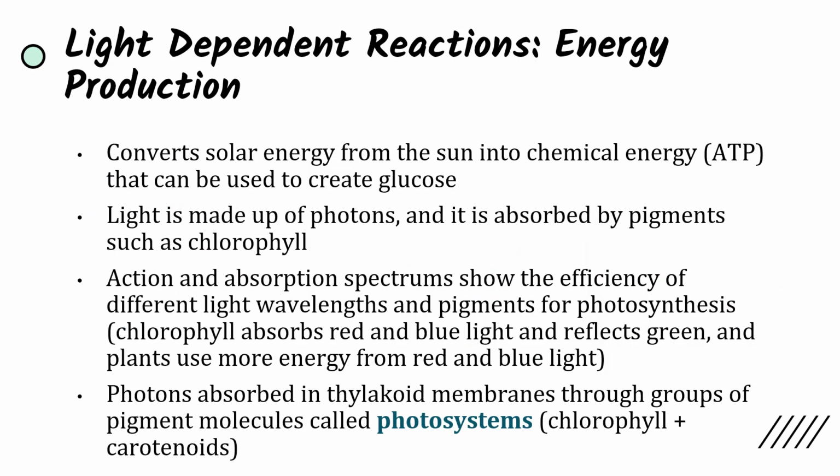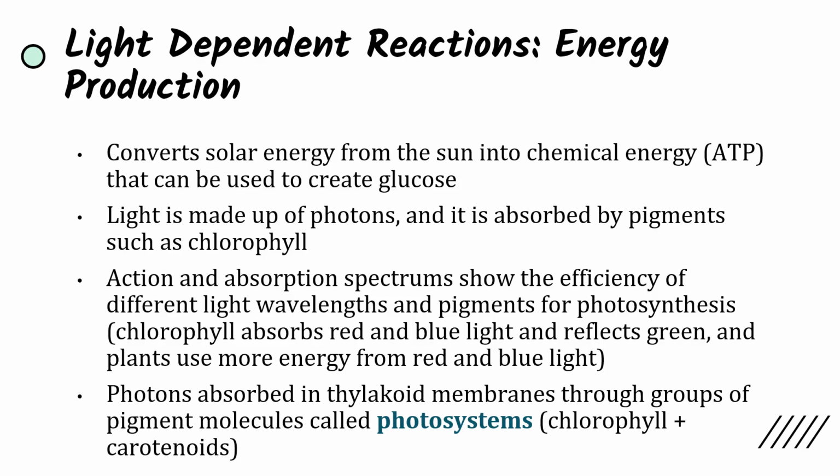Photosynthesis is split into two parts. Light-dependent reactions, which, as you may have guessed, are dependent on light, and light-independent reactions, which don't necessarily need light to work, but rely on the products created in the light-dependent reactions. So, the light-dependent reactions are all about producing the chemical energy in the form of ATP that is then going to be used to create glucose in the light-independent reactions. And they're going to convert the solar energy from the sun into chemical energy of ATP.